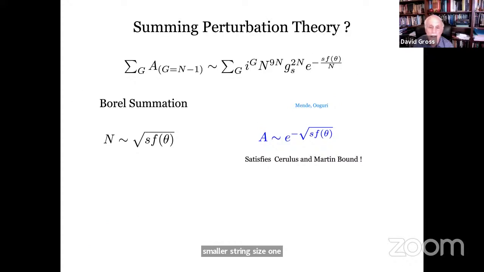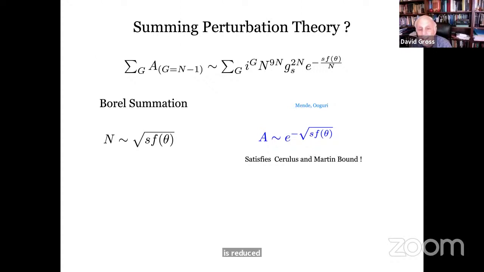One can try to sum perturbation theory, as was suggested in our original paper, and then Mende and Ooguri worked this out in some great detail using our understanding of the genus G saddle points, and argued that in fact the dominant saddle in a saddle point analysis of the Borel resummed sum comes from genus n, which is actually of order square root of s, and therefore that the amplitude itself is reduced by the same 1 over n and satisfies the Cerulus-Martin bound.